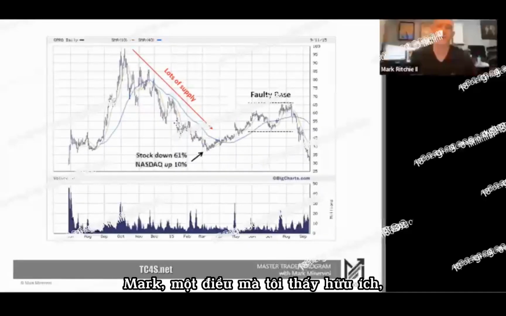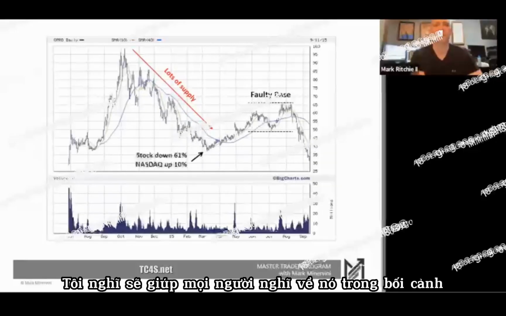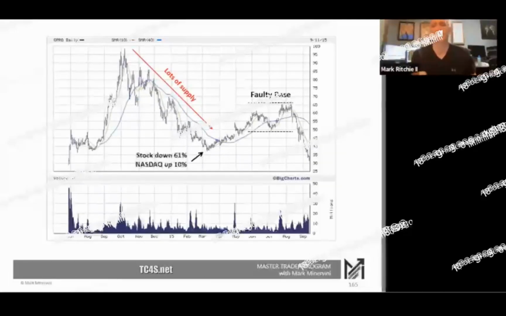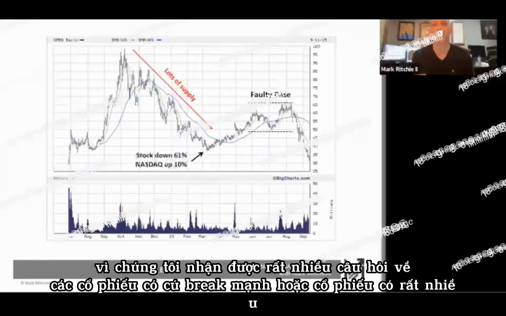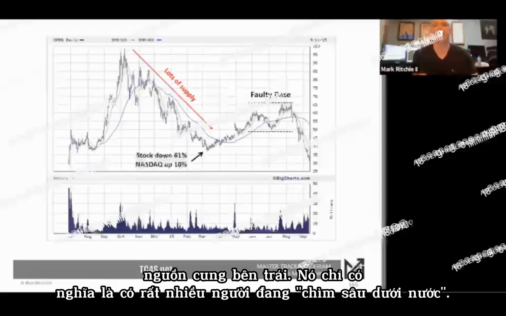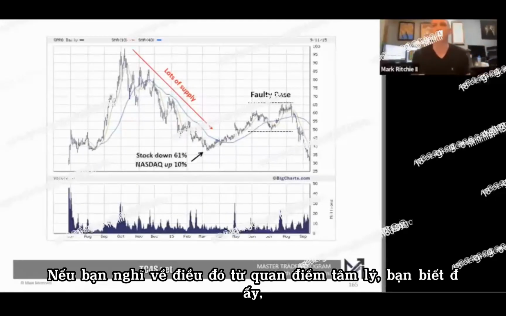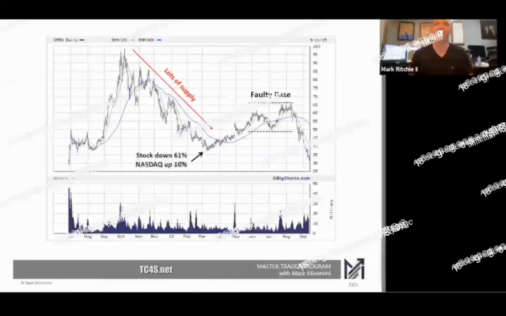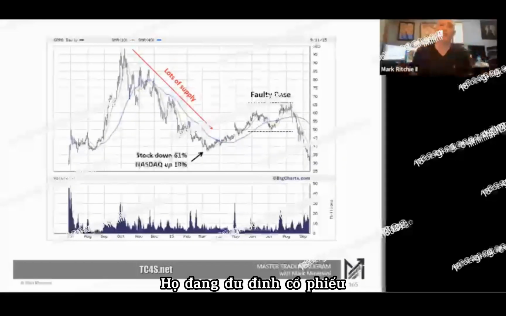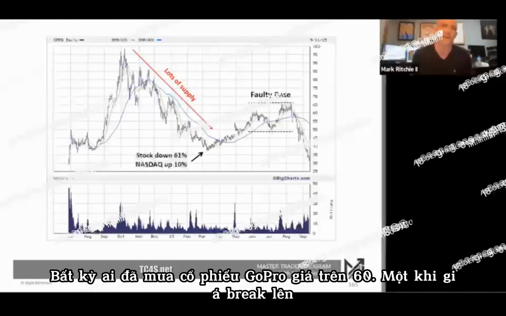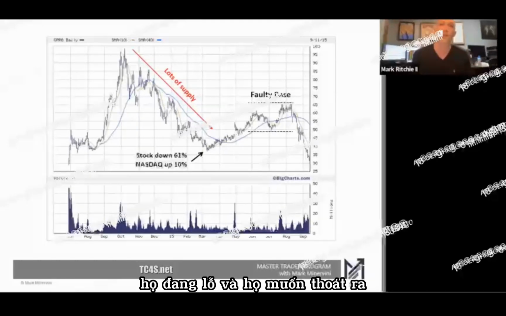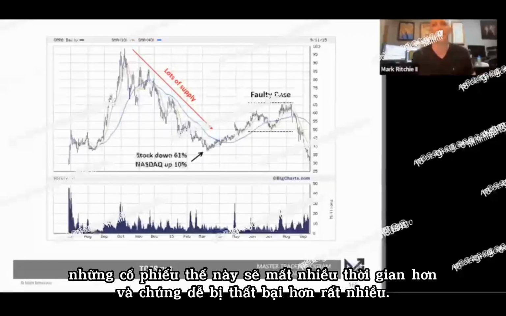Well, one thing, Mark, that I found helps people is to think of it in this context, because we get a lot of questions about stocks with big breaks or a lot of supply to the left. It just means there's a lot of folks underwater. If you think about that from a psychological standpoint, they're in pain, they want out. So that's sitting over the top of the stock. Anybody who bought GoPro above 60, once it makes that break, they're all underwater. So when it comes back up, these take more time, and they're massively more failure prone.